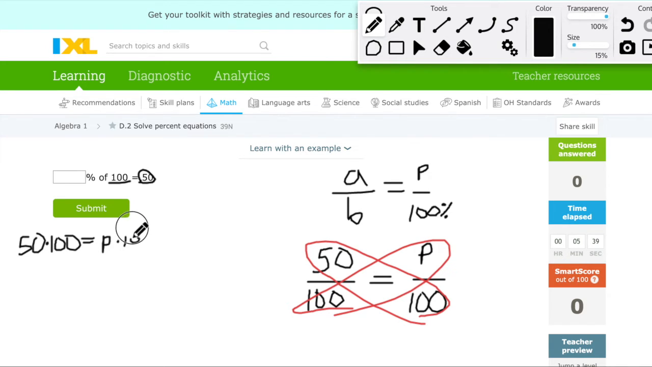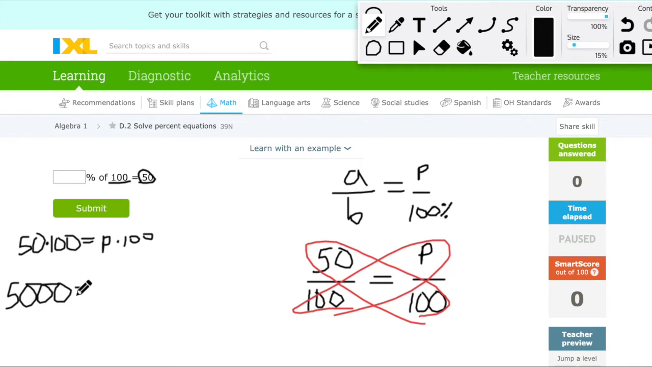So you have to know how to solve just a little bit for this. Okay, so first we need to simplify here. 50 times 100, and if I'm not sure off the top of my head, I'd plug that in the calculator and see 5,000. So I'd have 5,000 equals P times 100.